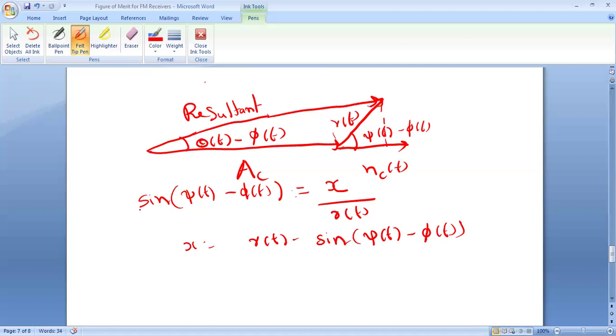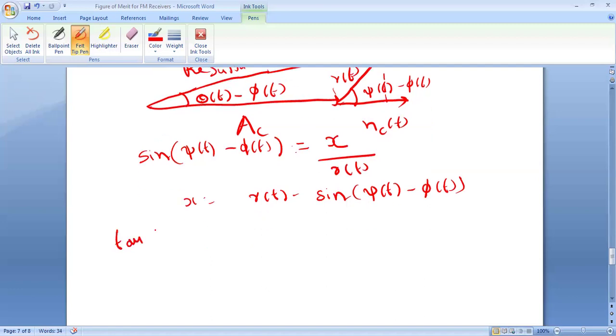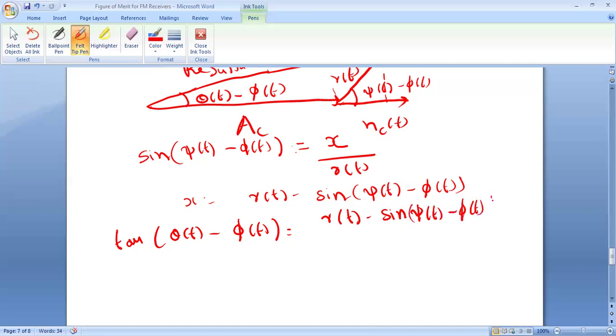Now, if you just write what is tan of theta, then tan of theta(t) minus phi(t) equals, why are we taking tan of theta(t) minus phi(t)? Because we are worried about the phase angle of the resultant. So this equals r(t) into sin of psi(t) minus phi(t), that is the opposite side, by the adjacent side. What is the adjacent side? Ac plus nc(t).